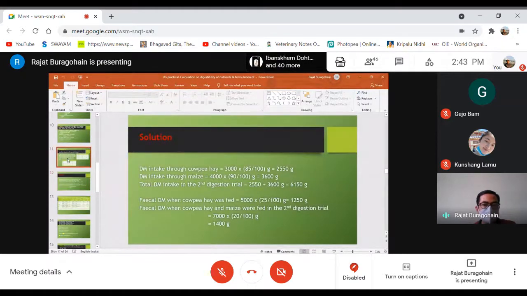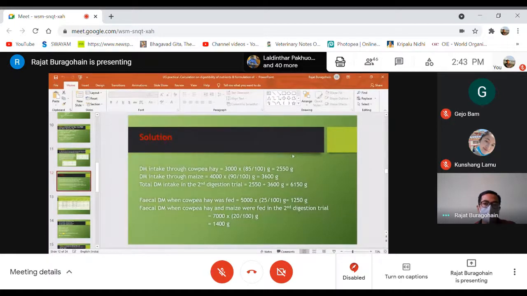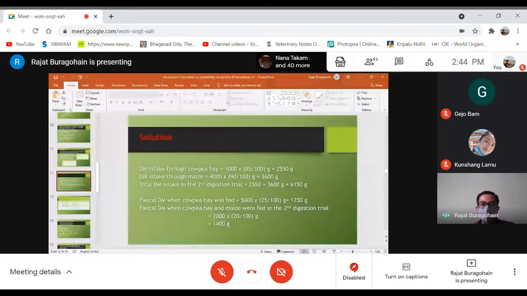So how we can calculate? What we have to calculate? We have to calculate the TDN percentage and nutritive ratio of maize. So for that, how we will proceed? First of all, we have to calculate the dry matter intake through cowpea hay. So here 3 kg was fed. Dry matter percentage is 85%. From that, we can calculate the dry matter intake through cowpea hay. 3 kg means 3000 gram into 85 divided by 100 gram. It will be 2550 gram dry matter. This was the intake in the first digestion trial.